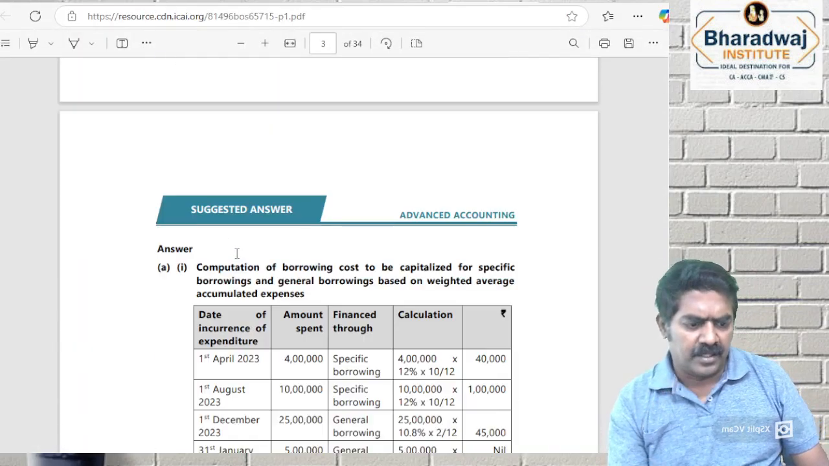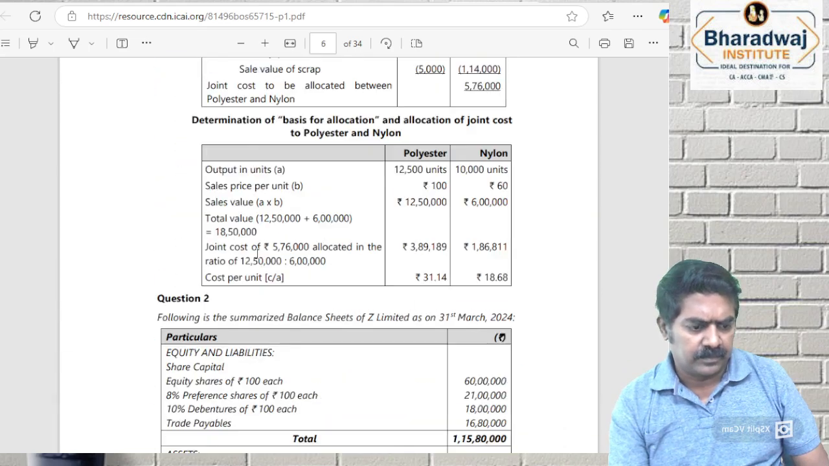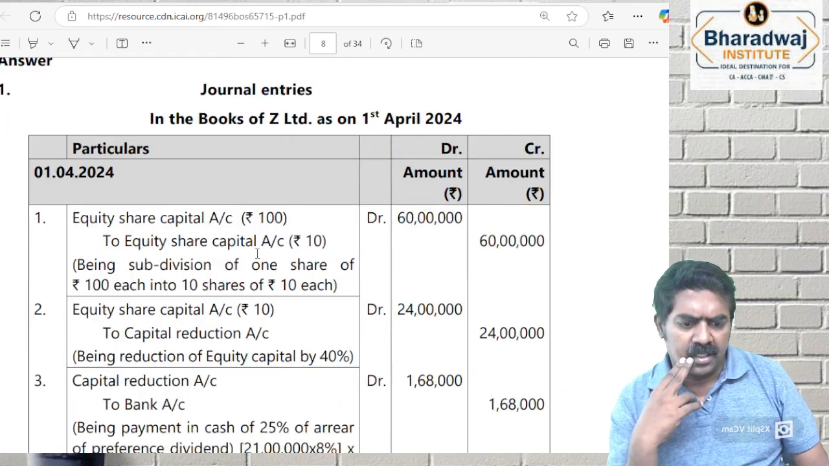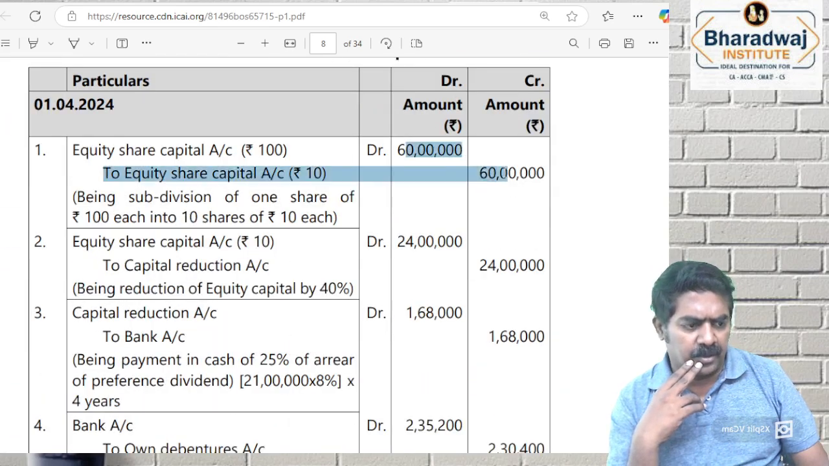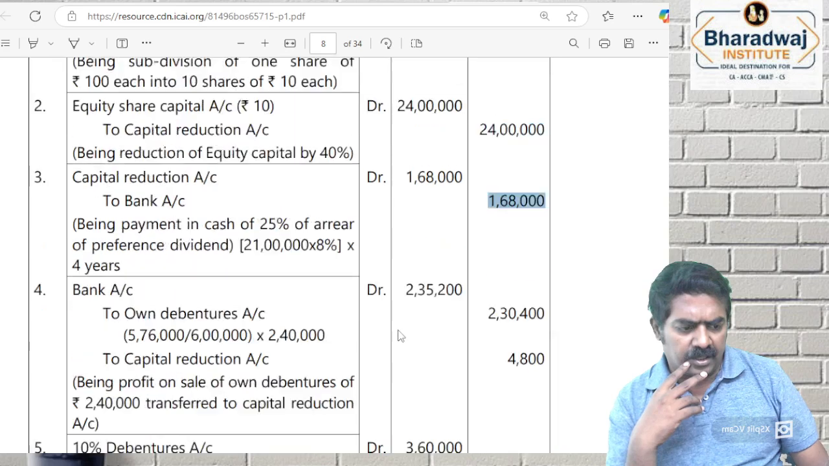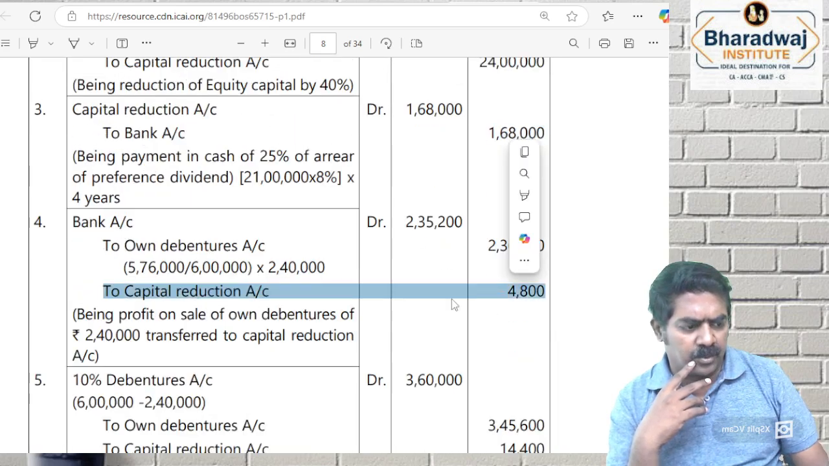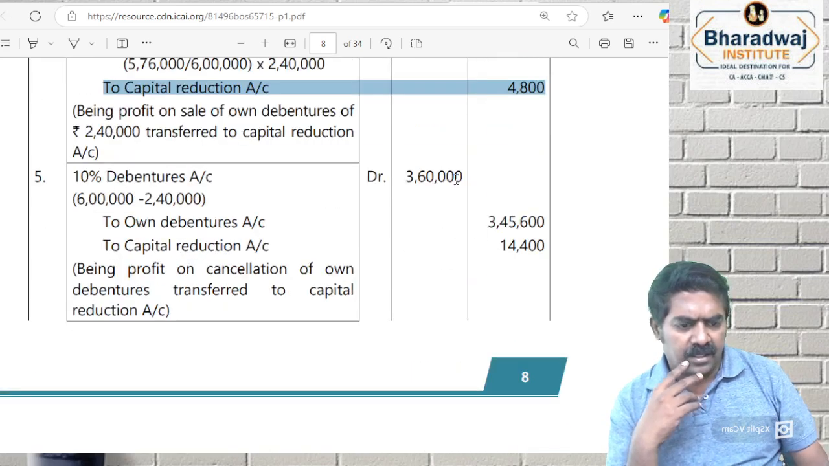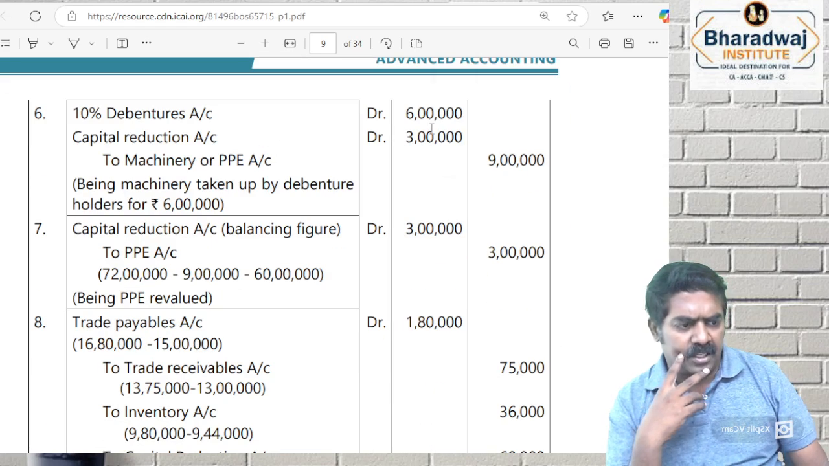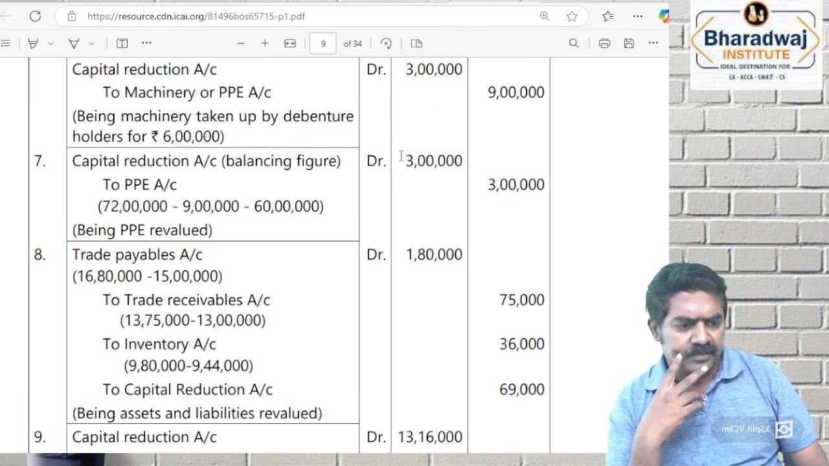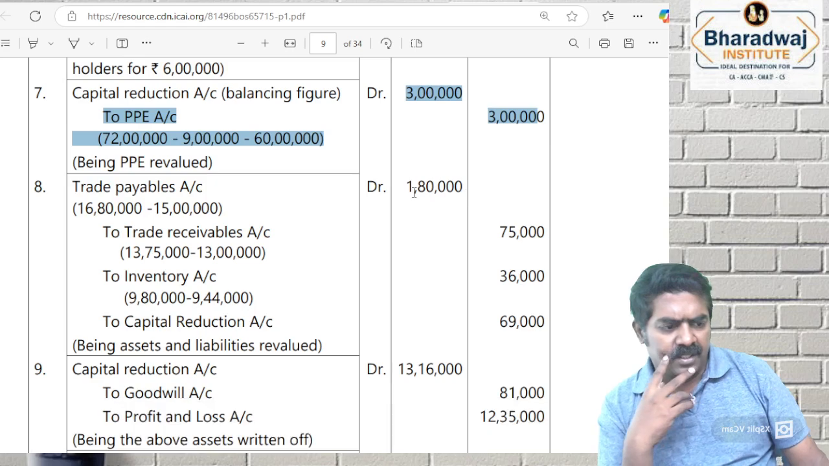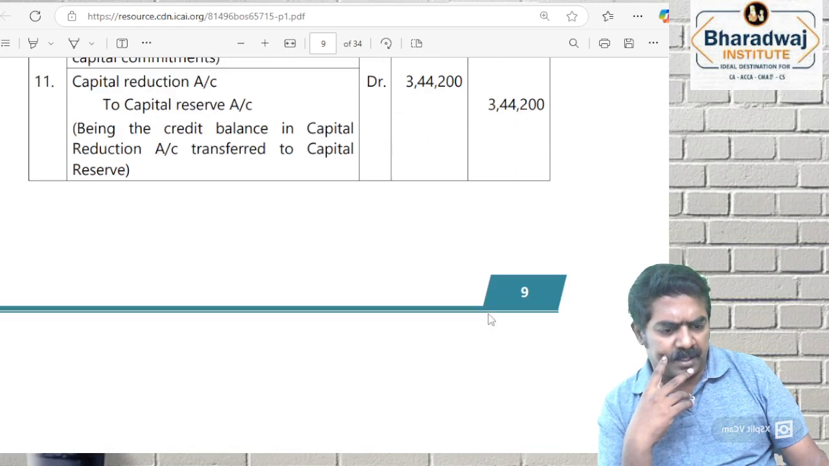First answers, we'll just check that out. This question number 2 was total reconstruction. Let us check the entry. Equity share capital to equity share capital கொடுத்திருப்பாங்க. Capital reduction 24,000 and the 25% arrears of dividend pay பண்ணிருப்பாங்க. அந்த own debentures cancel பண்றது. Sale பண்ணது cancel பண்ணது பாஸ் பண்ணிருப்பான். Machinery எடுத்துட்டு போனதுல ஒரு லாஸ் ஒரு 3 lakhs இருக்கும். Then the remaining free planned property equipment written off, trade payable, trade receivable adjust பண்ணிருப்பாங்க அந்த மாதிரி.